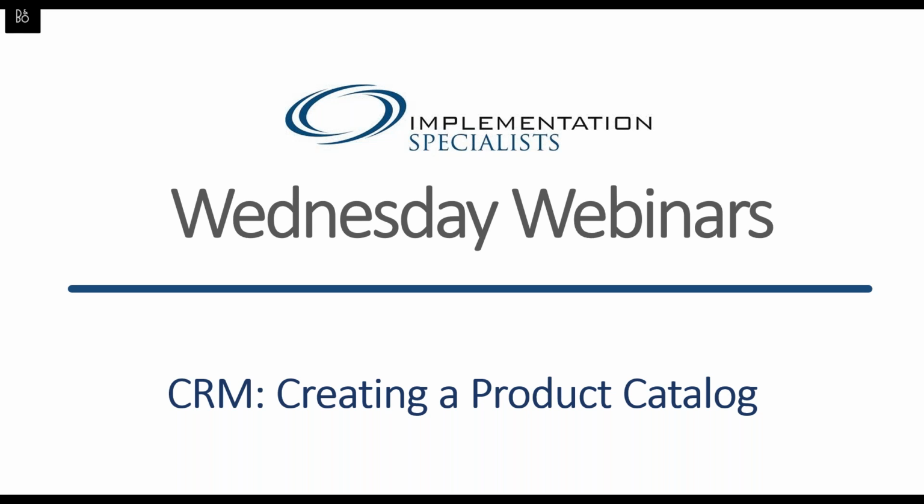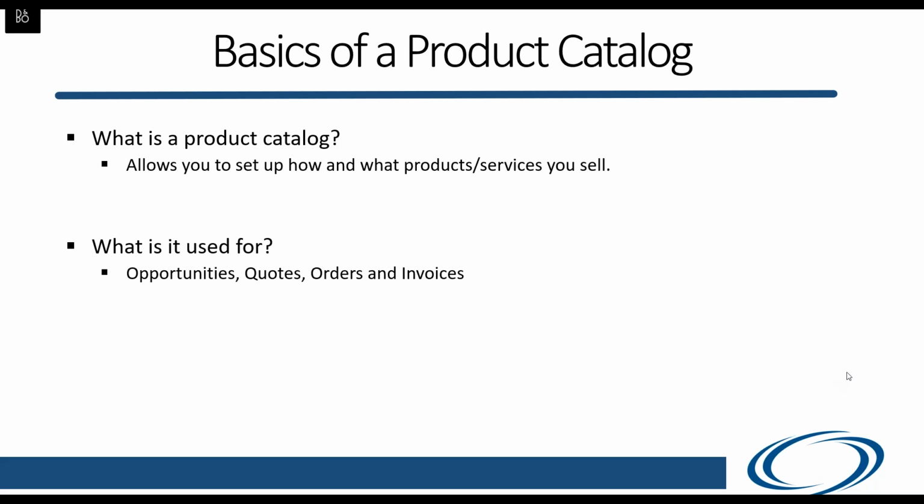Today we are going to be looking at creating a product catalog within CRM. So just some basic information about a product catalog. What is it? It allows you to define how and what products and services you sell. So not only the things you carry or services you provide, but also do you sell them by a single package? Do you have multi-packages? What kind of prices do you have? Discounts, things like that.